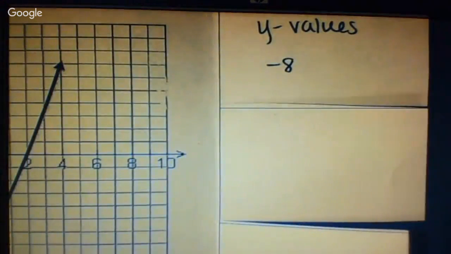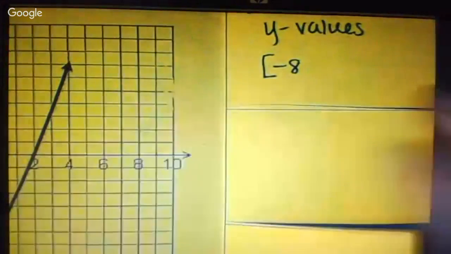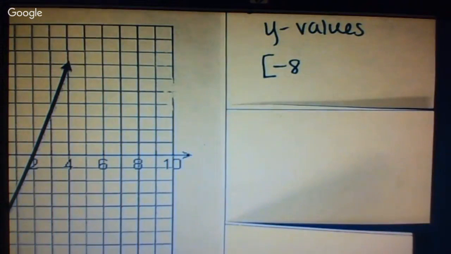-8 is included. It is a point on the graph. So in order to denote that, we need to put a square bracket on the left side of -8. That means that it's included. If you would have put a rounded bracket, that would have meant there was a hole there and that point was not included. Okay, so if it's a solid line where it hits, it's always a square bracket if it's a number.